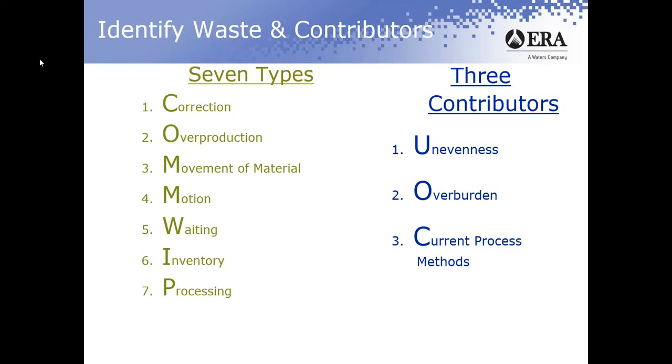So I remember this as COMWIP. When you look at your waste, and again, lean is about identifying these wastes, there's really 7 categories. In some cases, it could be 8, but these are the main 7. Correction. That means you've done something, it's not correct, and you have to basically redo it. In other words, it's more quality focused. The fact that if I have to redo something because I didn't do it right the first time, I'm now correcting it. Okay, that's a waste. You want to be able to do it correctly every single time.